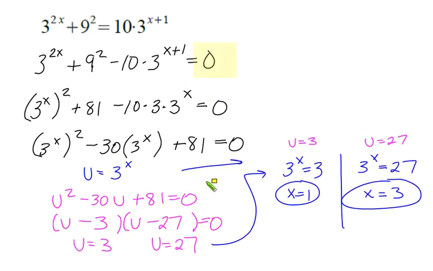Overall, a few things to keep in mind. Get 0 on one side, everything else on the other side. Build a common base. In this problem, it was 3 to the x. And then once you've built that common base, make a u substitution where u is equal to that base, in this case 3 to the x, and then solve accordingly. Following that approach, many exponential equations will be possible to solve without a calculator and without a whole lot of difficulty.